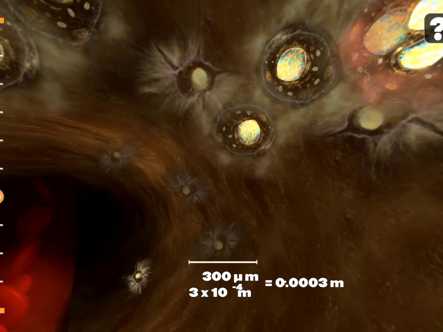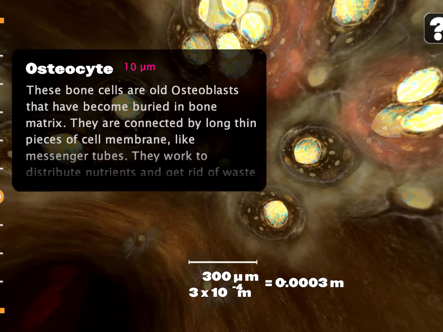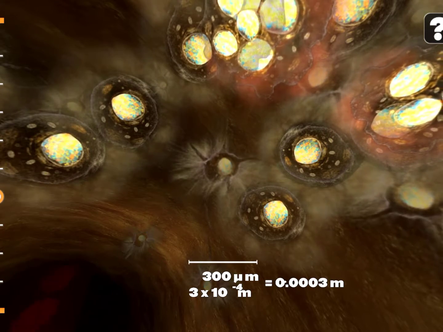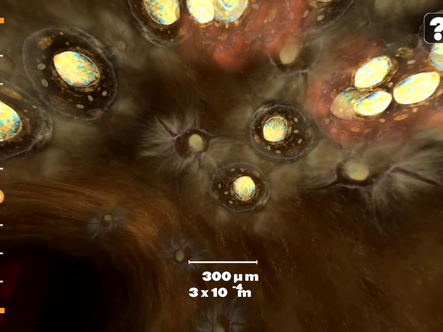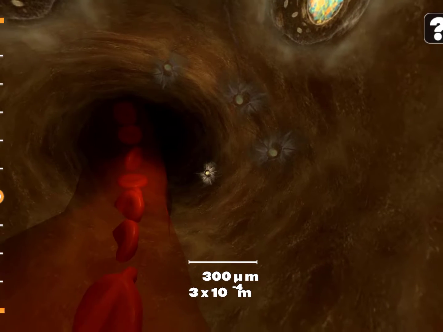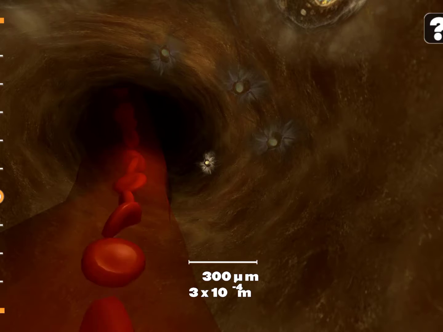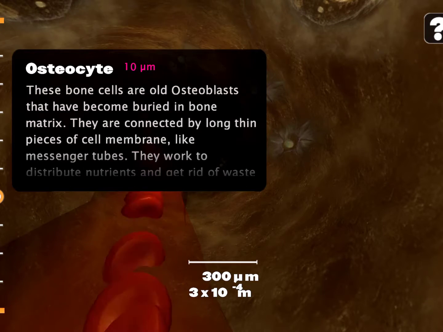Some other things you can see in this solid bone are these cells, the osteocytes, that are already embedded in the matrix. This brighter one right here is the lining of the osteon. And this is the central canal where the blood vessel is coming through. These osteocytes are old osteoblasts that have become buried in the bone matrix, and they're connected by these little canaliculi that are coming out of there.